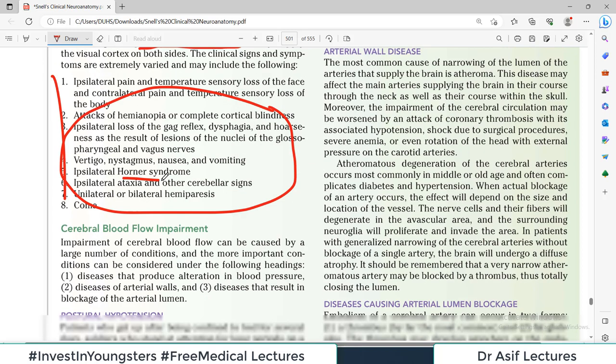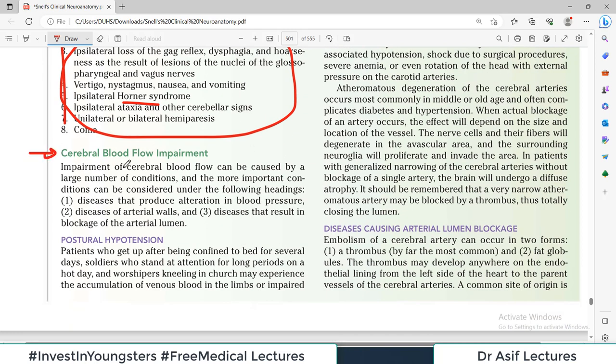interpret what's happening there. Now cerebral blood flow: impairment of the cerebral blood flow can be caused by a large number of conditions, and more important conditions can be considered under the following headings: diseases that produce alteration in the blood pressure, diseases that affect the arterial walls, and diseases that result in blockage. So ye teen main categories hain jisse blood flow ki impairment ho sakti hai.